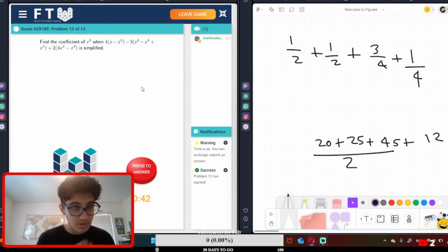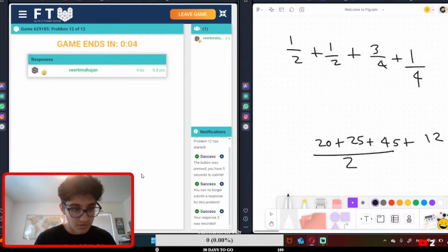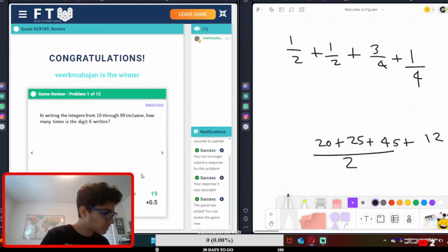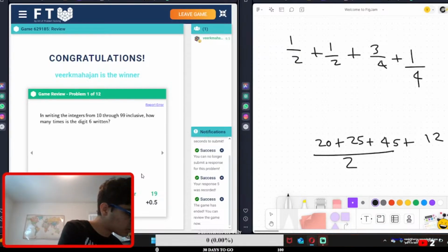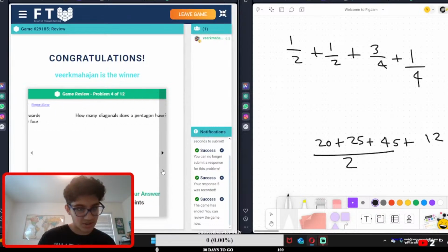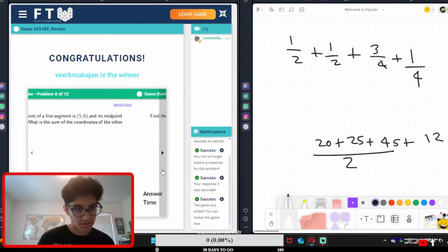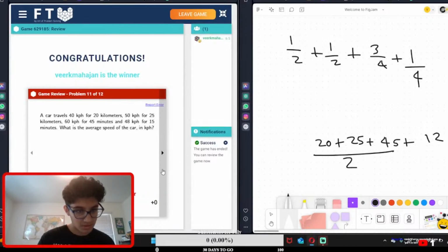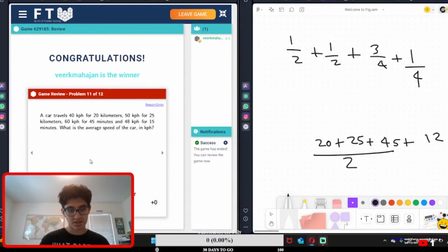Find the coefficient of x when you do this. Okay, there's nothing in the first term. It's negative 3. Negative 3 plus 8, so it should be 5. Okay, I'm pretty sure 11 was... Okay, question 11 should be 51, I think. I don't know though. Yeah, it was. I was just a few seconds too late, but that's my fault.